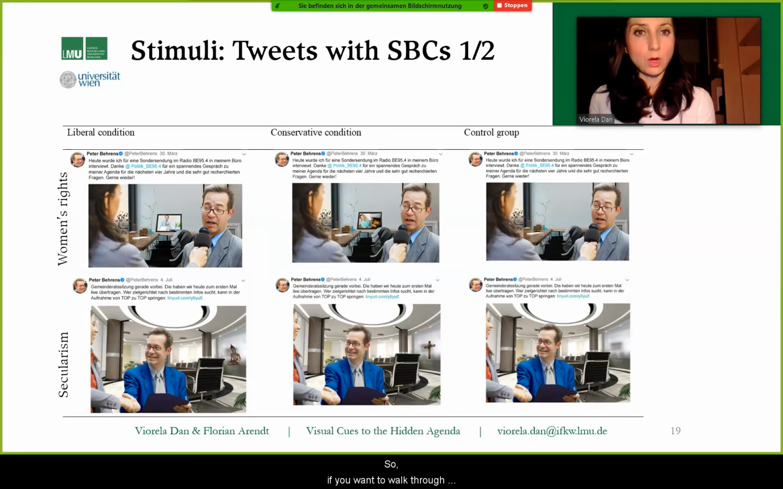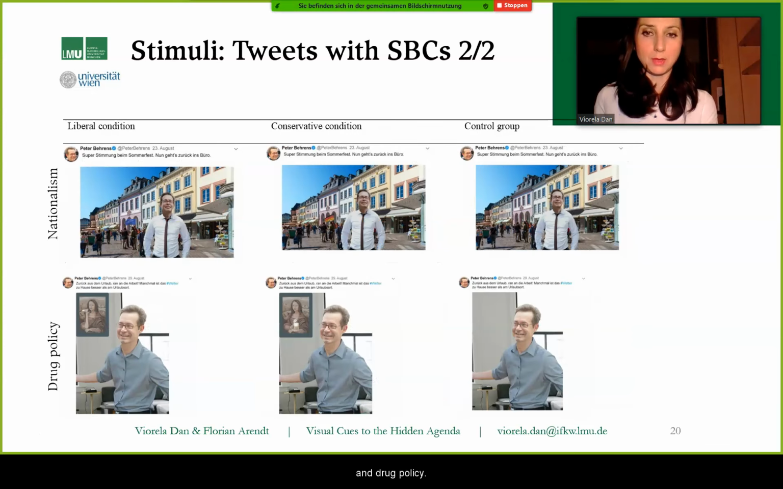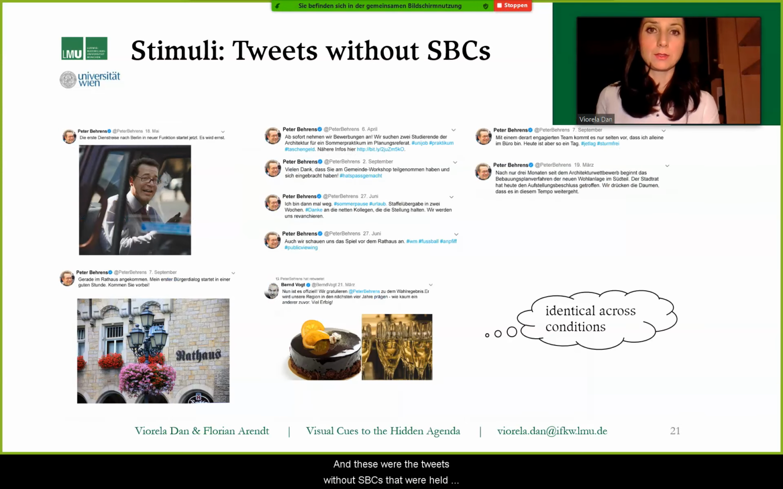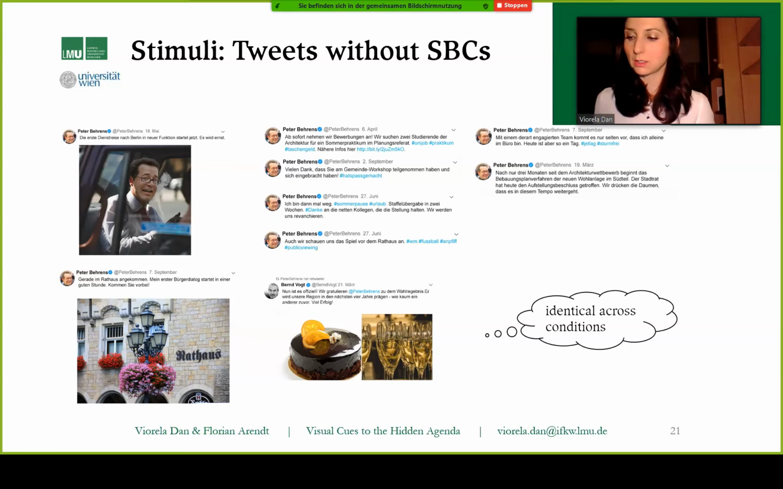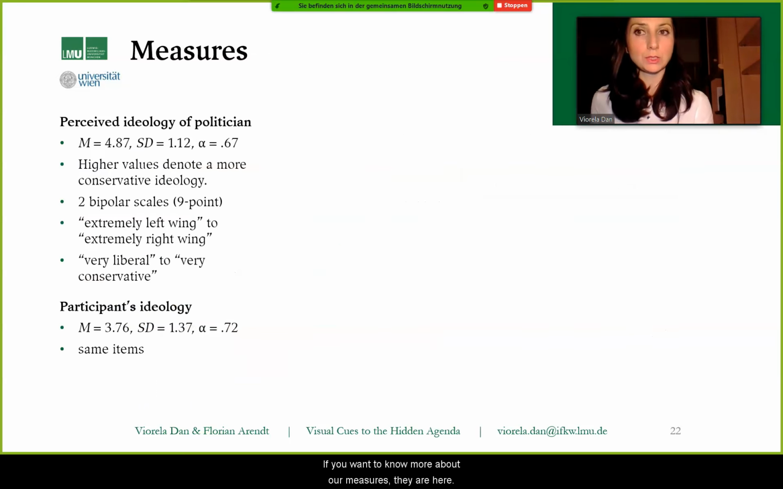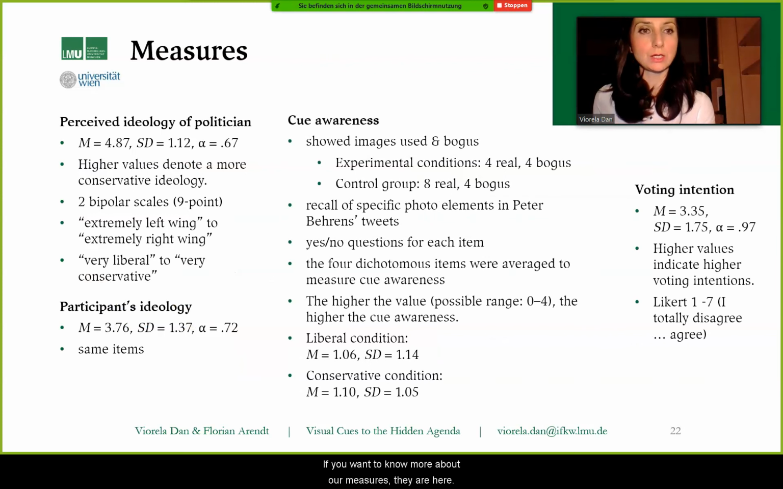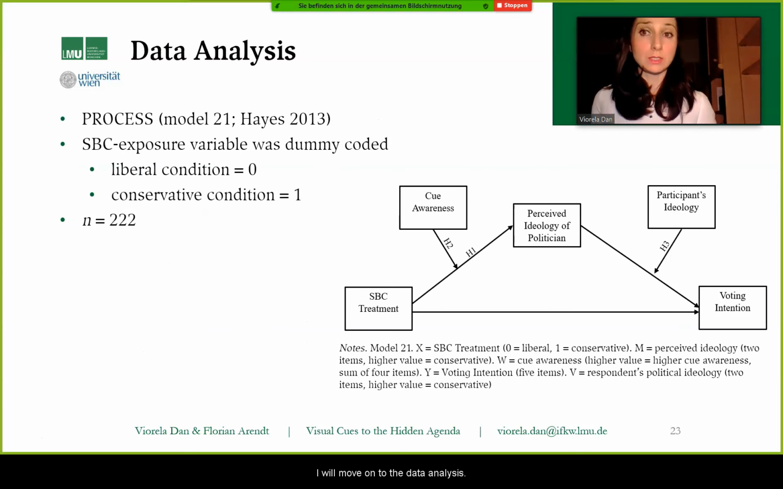Okay, so if you want to walk through this at your own pace, here are the stimuli that we have used on the 4 issues that you can see on the left-hand side: women's rights, religion, nationalism, and drug policy. And these are the tweets without SBCs that were held constant across conditions. If you want to know more about our measures, they are inserted here. I will move on to the data analysis.